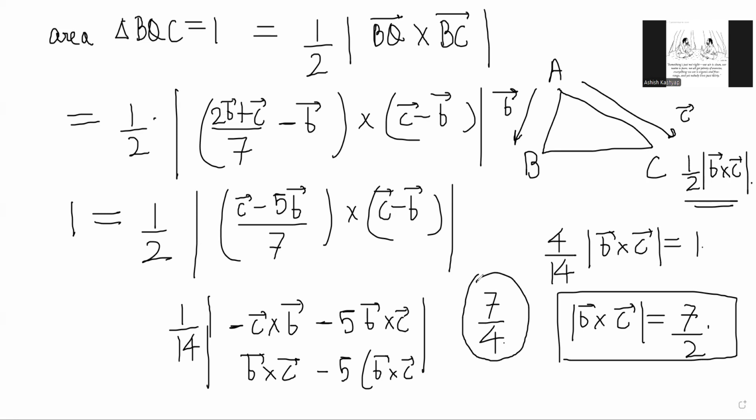So notice that we have used everything that we have learned so far in vectors. We used the section formula, we used the equation of a straight line. We solved two equations of straight lines to find point Q. Then we used the area formulas that we learned today by vector product to get a relationship on B cross C, and from there we found our answer. So that concludes our discussion today. We have finished our vector product.